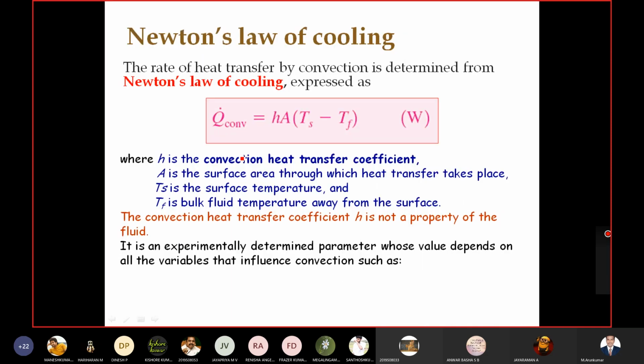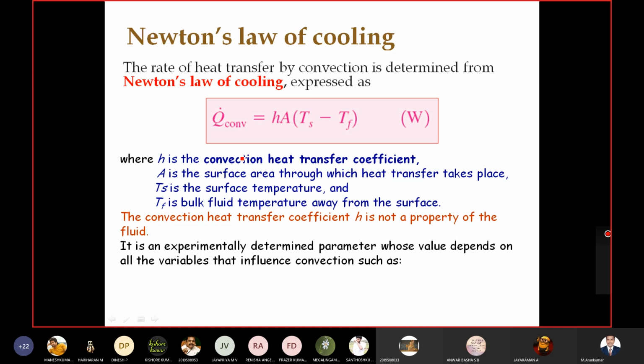Then Newton's law of cooling. The rate of heat transfer by convection is determined from Newton's law of cooling. The equation is expressed as Q dot equals h times A times delta T. Here h stands for the convection heat transfer coefficient. As in the previous case, A is the surface area through which the heat transfer takes place. Ts is the surface temperature, and Tf is the bulk fluid temperature away from the surface.